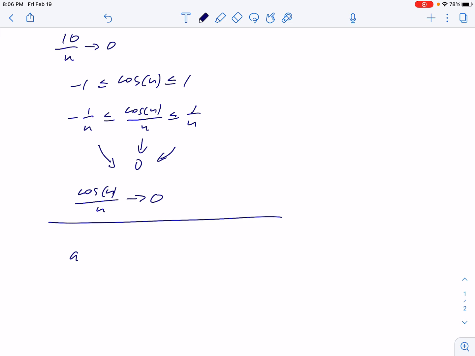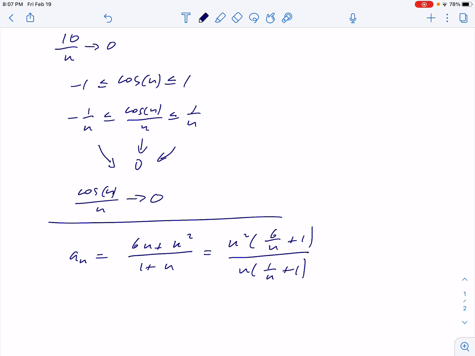Another example, look at the sequence a sub n, which is 6n plus n squared over 1 plus n. When we have such a quotient, polynomial of n over polynomial of n, we factor the highest power, and on the top it's n squared. To factor it out, we have n times 6 over n plus 1. Below we factor n. It will be n times 1 plus 1 over n. Reducing by n, I can write this n times 6 over n plus 1, over 1 over n plus 1. This is one sequence here.